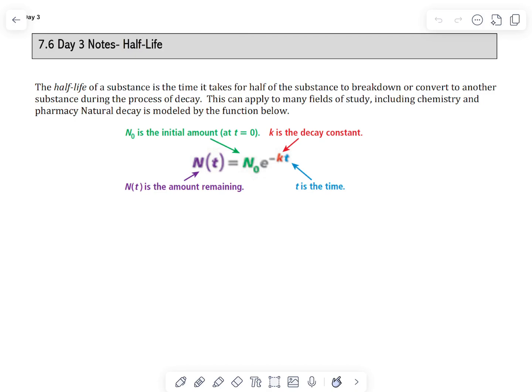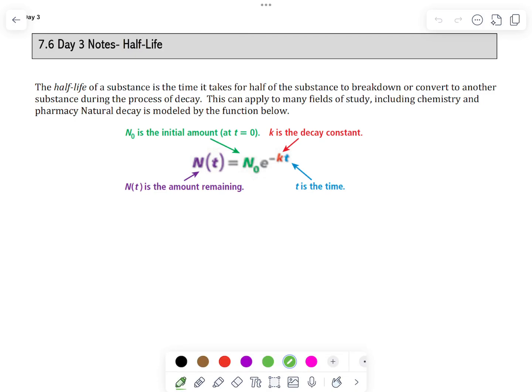Natural decay is modeled by the function below. So N of t is the amount remaining. N of 0 is the initial amount. E is our exponential base of approximately 2.72. K is the decay constant, and t is the time.